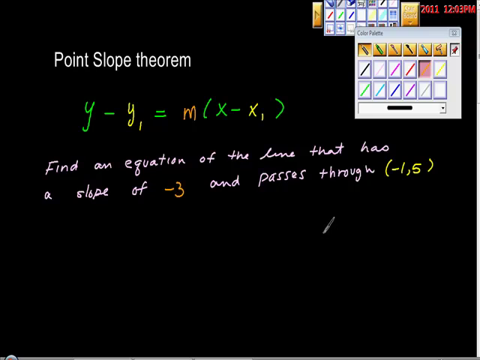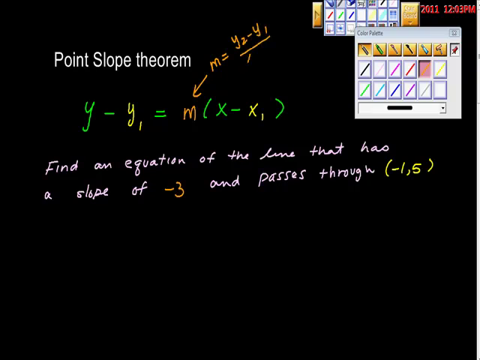Some really quick work on point-slope theorem. So here is point-slope theorem. Starting point-slope theorem, let's assume that you already know how to figure this out. And m, if you don't remember, is slope, and slope is determined by doing y sub 2 minus y sub 1 over x sub 2 minus x sub 1.